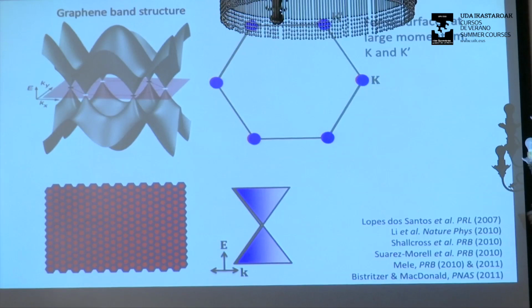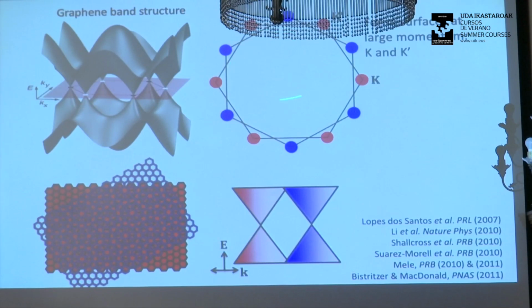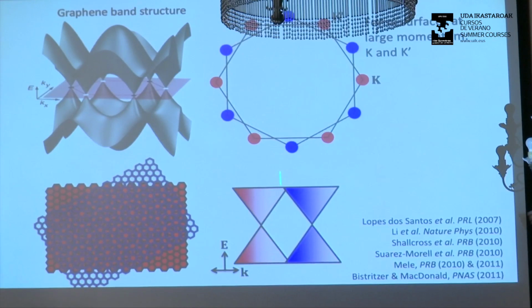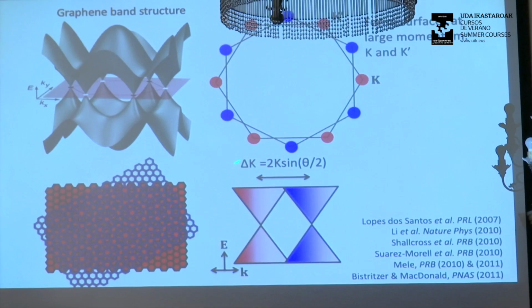And if we now rotate by an angle in real space, the reciprocal space rotates by the same angle. This means that the Dirac cones of the two graphene sheets, here red means one graphene sheet, blue means the other graphene sheet, become separated in momentum space by a momentum which is proportional to the sine of half the angle. So twisting leads to layer Dirac cones separated in momentum space.